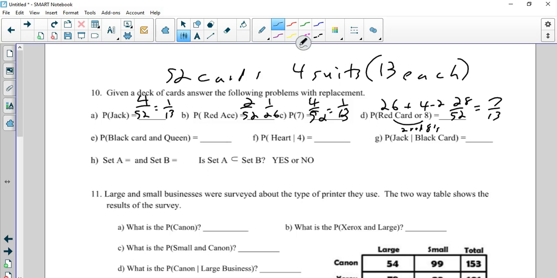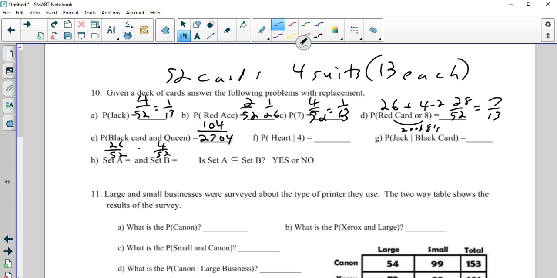A black card and a queen. Remember, we're replacing them. So the odds of getting a black card is 26 over 52. The chance of getting a queen is 4 out of 52. The chance of getting one followed by the other, you have to multiply, which is 104 over 2704.